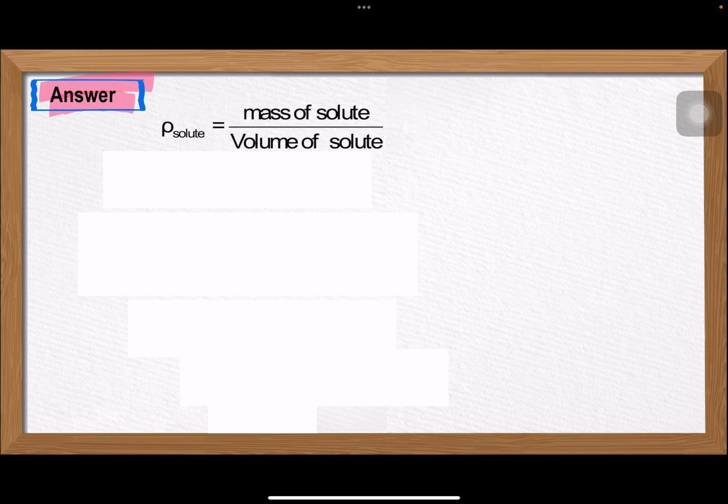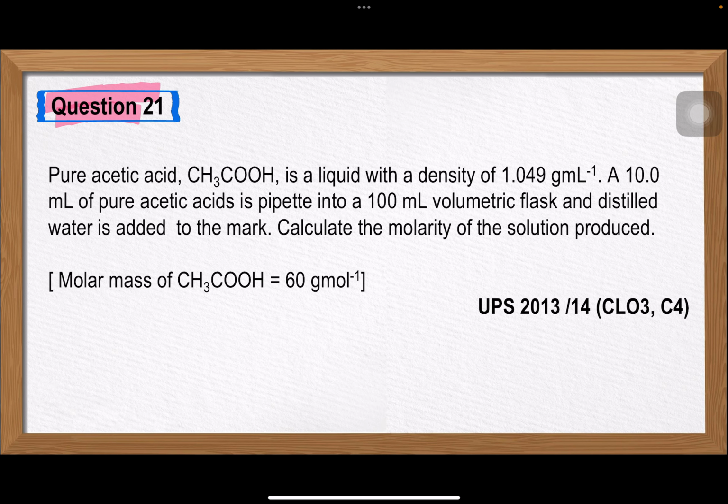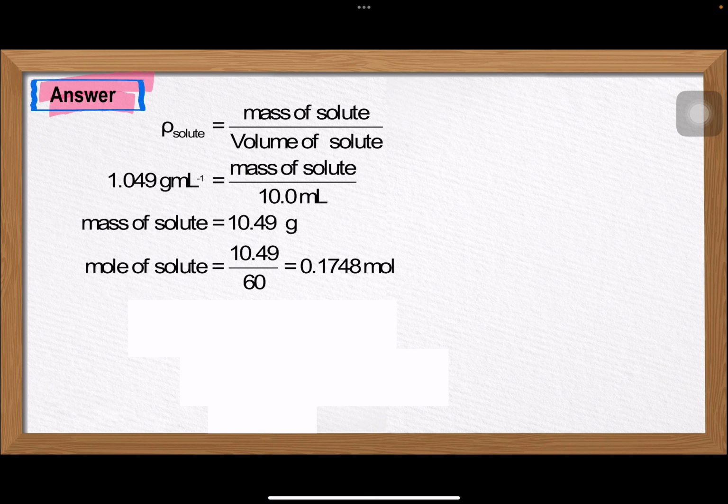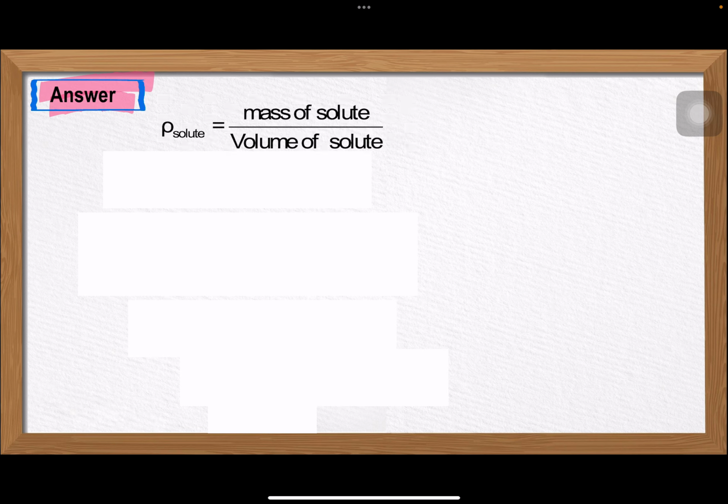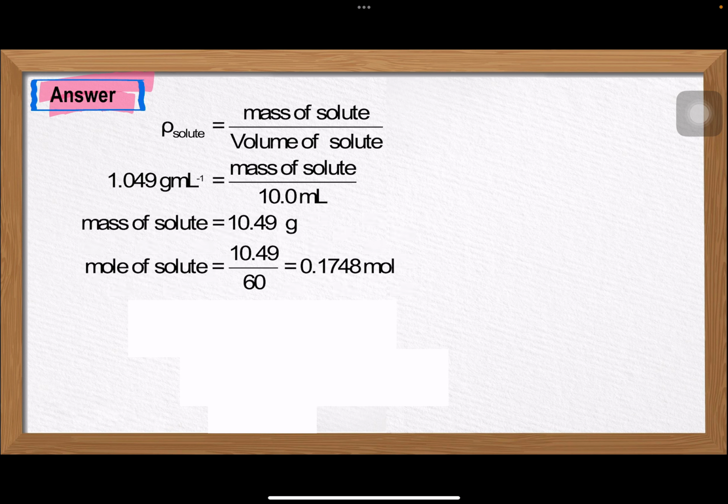Given the density, we can identify the mass of the solute. So the mass of the solute is 10.49 gram. We use the density of the solute because the acid is pure. Pure means solute, not solution. That's why this is the density of the solute, not the density of the solution.